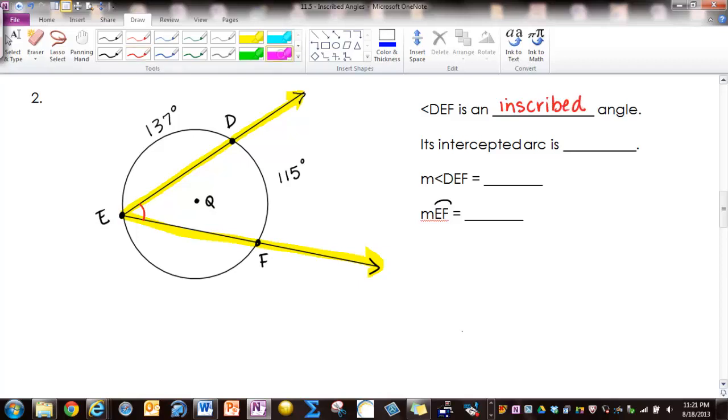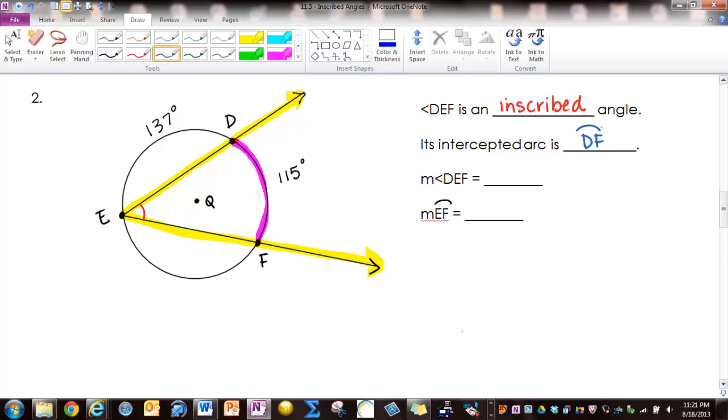Now, its intercepted arc, I am tracing in purple right now, and its intercepted arc is arc DF, and it is a minor arc because it's smaller than a semicircle, its measure is less than 180 degrees, so we're going to be using 2 letters to describe that minor arc.